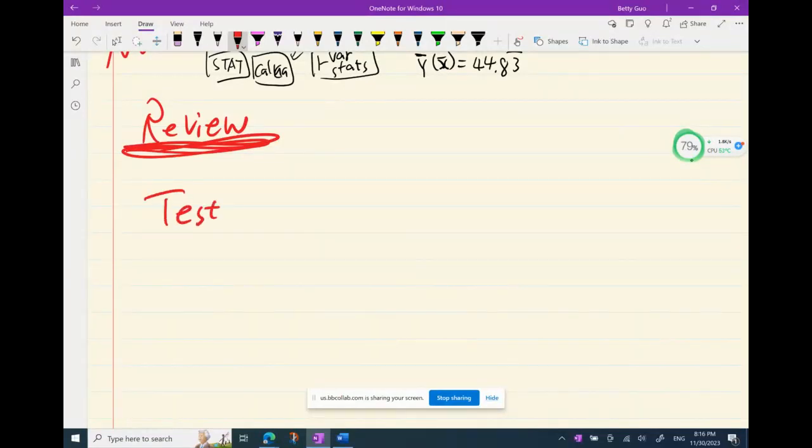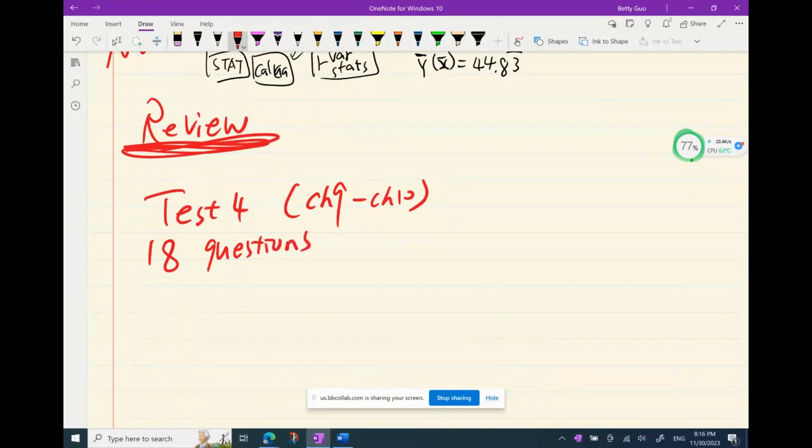On test 4, which covers chapter 8, chapter 9 and 10, you will have 18 questions. The first 6 questions are about hypothesis testing regarding a claim of the population proportion. And number 7, number 8, and number 9 are hypothesis testing of a claim regarding the population mean.